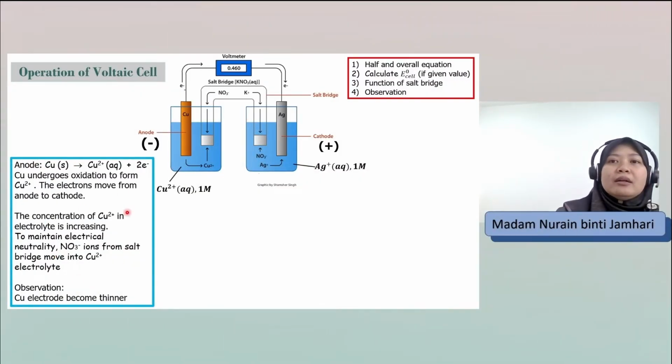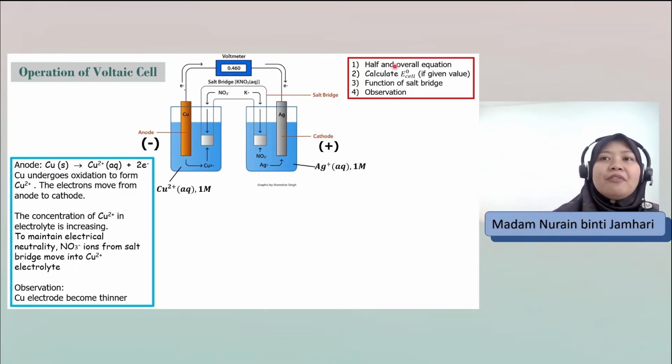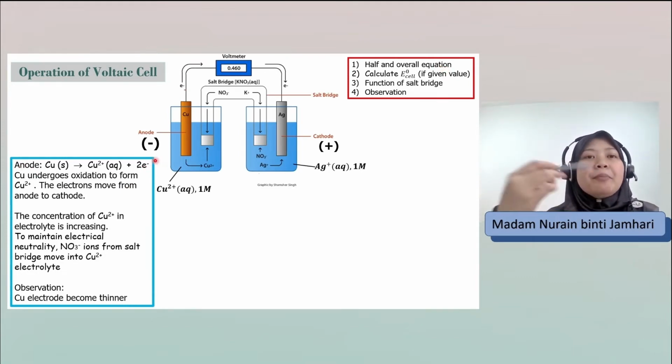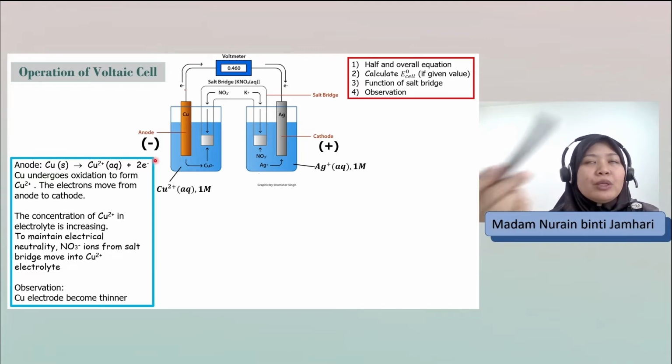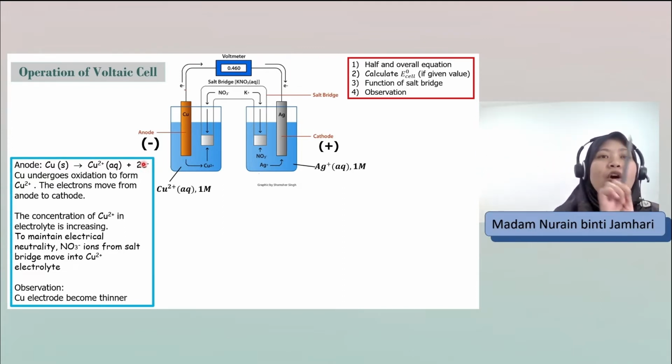Warna biru ni adalah saya answer semua 4 point ni. Saya cerita bahagian anode. Okay. So first thing dia minta half equation. So this is the half equation. That's mean equation yang berlaku dekat bahagian anode, which is anode kan oxidation kan. You write the oxidation reaction for copper. So this adalah first point.